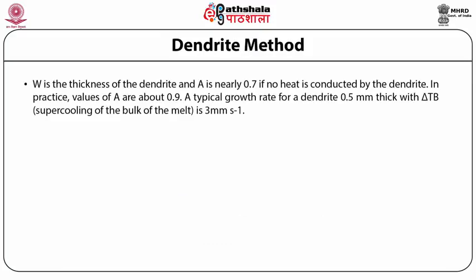W is the thickness of the dendrite, and capital A is nearly 0.7 if no heat is conducted by the dendrite. In practice, values of capital A are about 0.9. A typical growth rate for a dendrite 0.5 mm thick with delta TB, which is the supercooling of the bulk of the melt, is 3 mm per second.